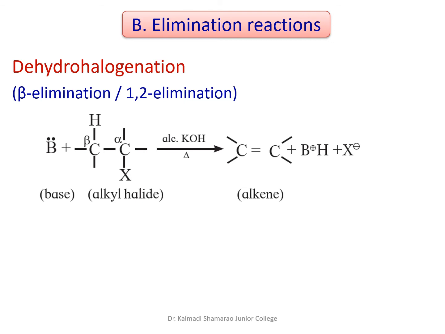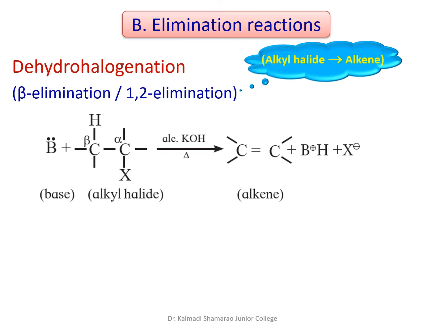The second type of reactions are elimination reactions. When alkyl halide having at least one beta hydrogen is boiled with alcoholic solution of potassium hydroxide, it undergoes elimination of hydrogen atom from beta carbon and halogen atom from alpha carbon. This results in the formation of an alkene.